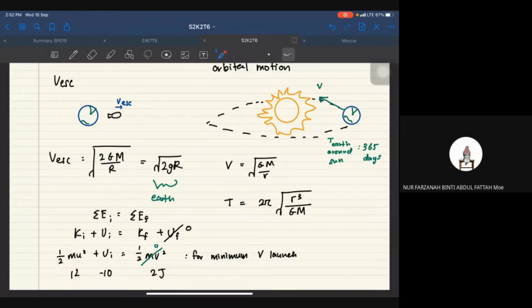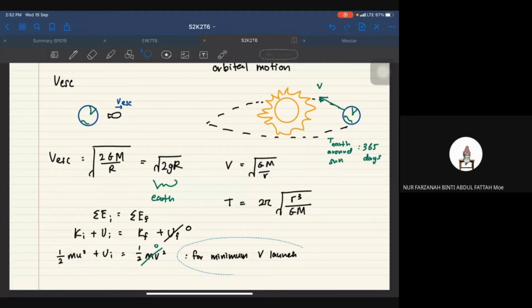Itu je. So tak adalah masalah pun, buat persamaan je. Cuma dia tak ada straightforward masuk formula. I just point it out so that you guys understand V escape tu apa. Then you can differentiate lah between V escape dengan V biasa ni. Ada soalan tak?